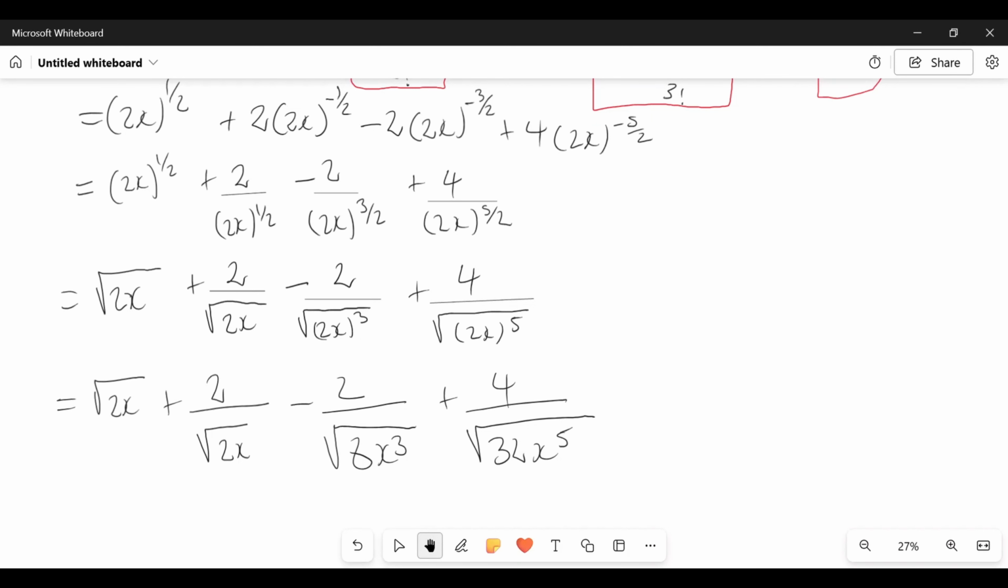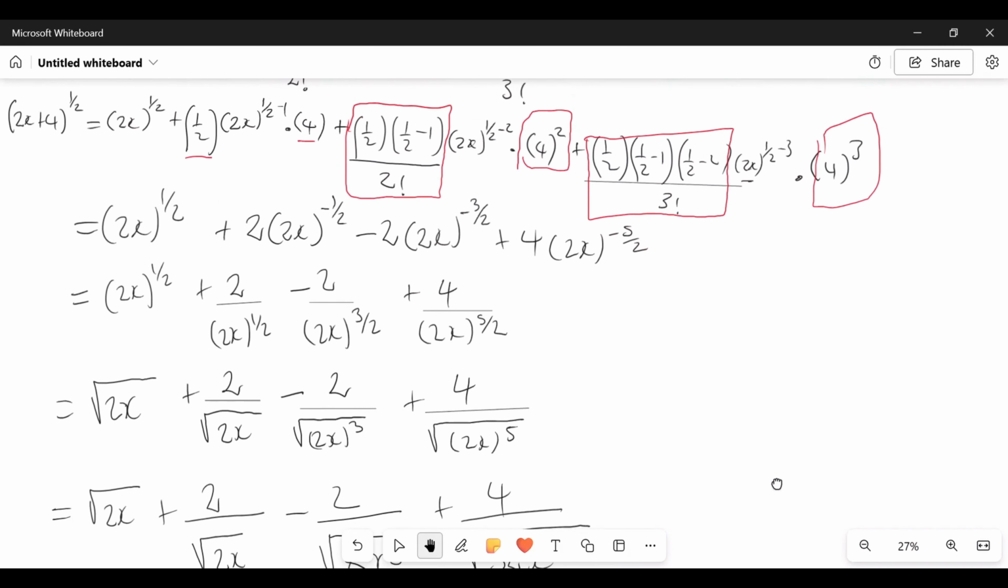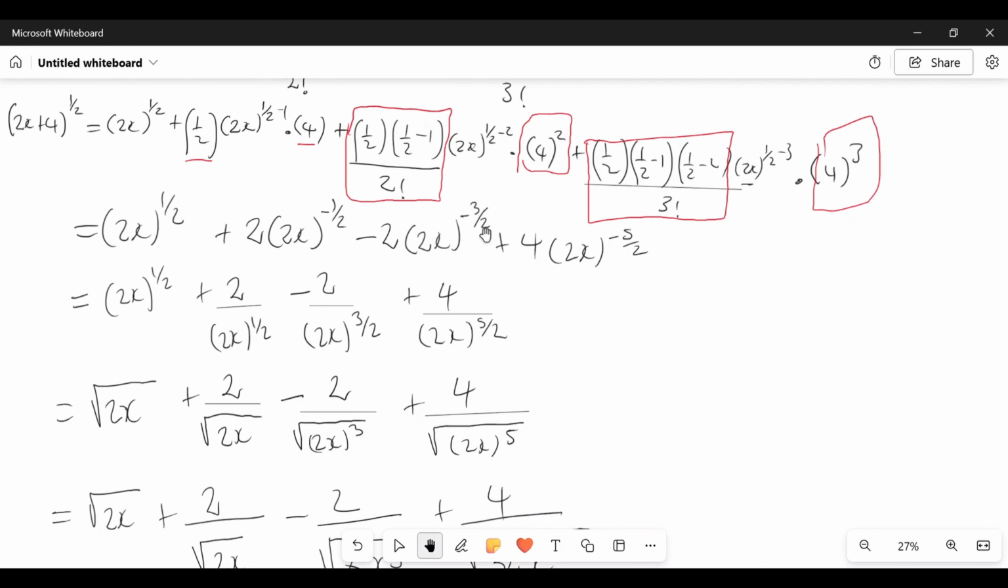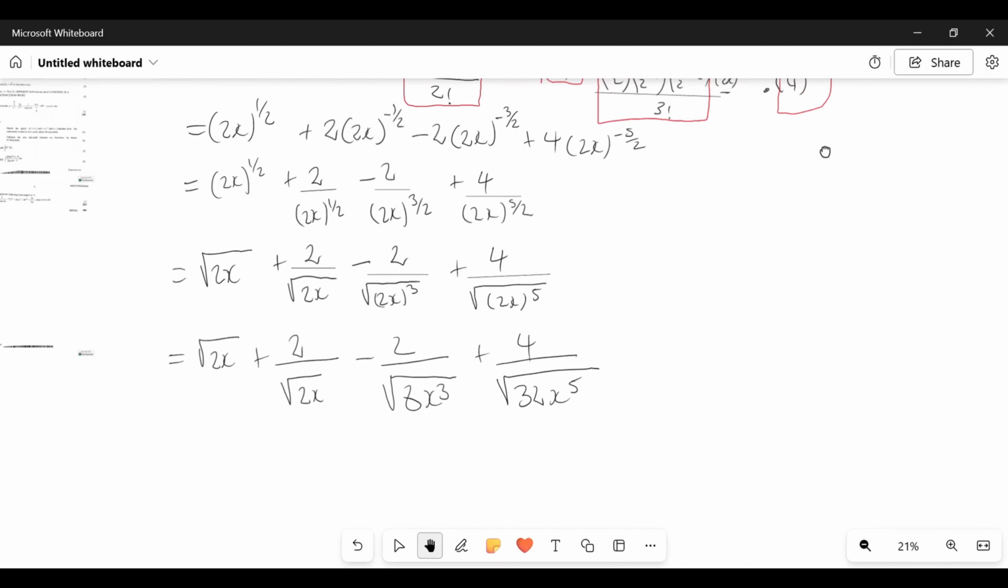I hope you guys managed to understand this one. It was a bit confusing, especially if you do not know how to use a calculator at the point where you substitute your values using the binomial theorem. Hopefully you managed to use your calculator correctly, guys.